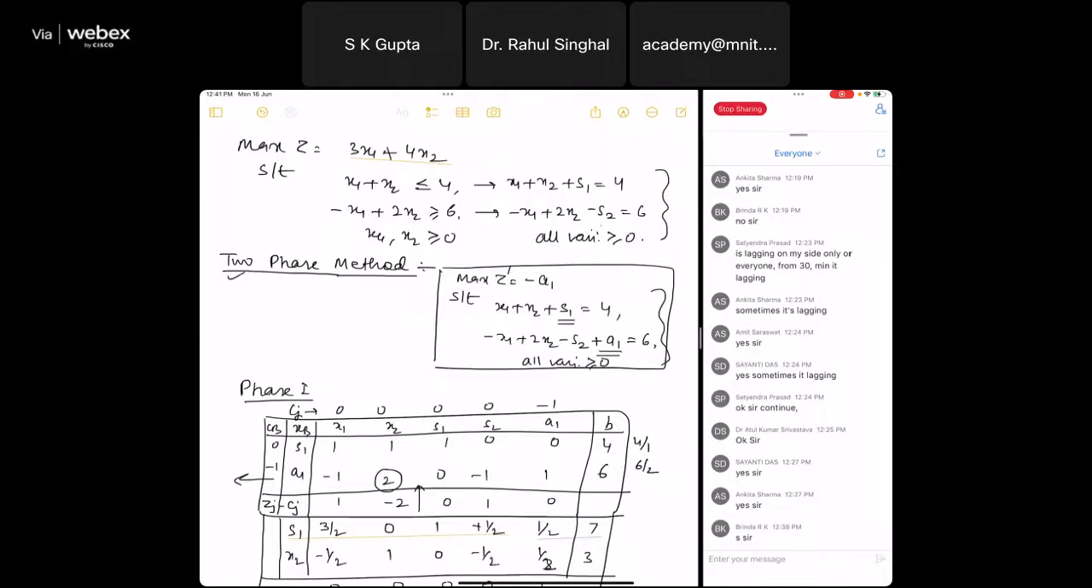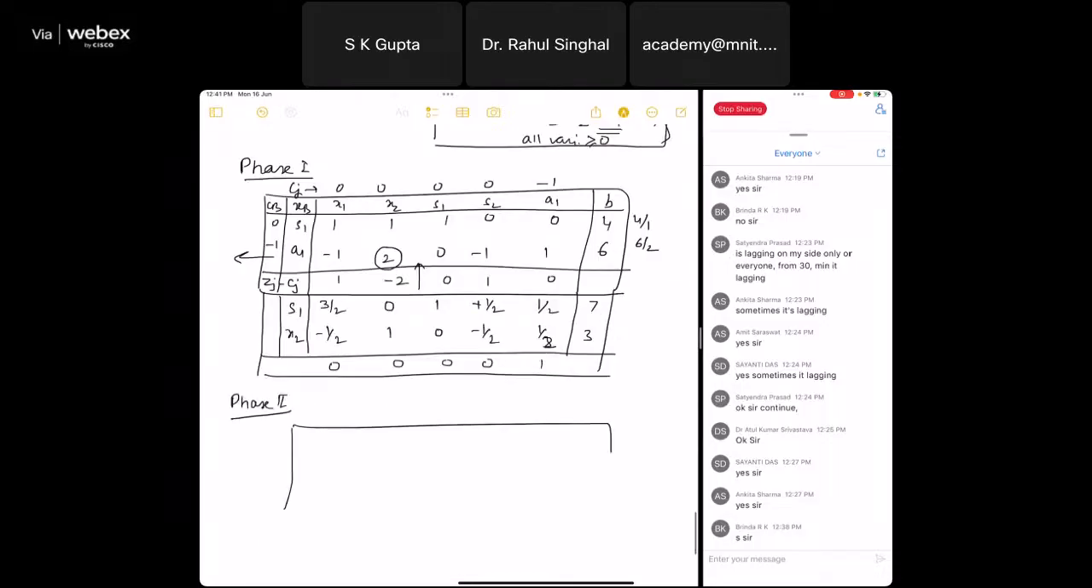Now we will go for phase 2. In phase 2, we will take this table as our initial table, where constants are the same, right? X1, X2, S1, S2. Now there is no need to take the artificial variable because its role is over. So it is now 7, 3. It is 3 by 2. It is minus 1 by 2. It is 0, 1, 1, 0, 1 by 2, minus 1 by 2. And this is your S1, this is your X2.